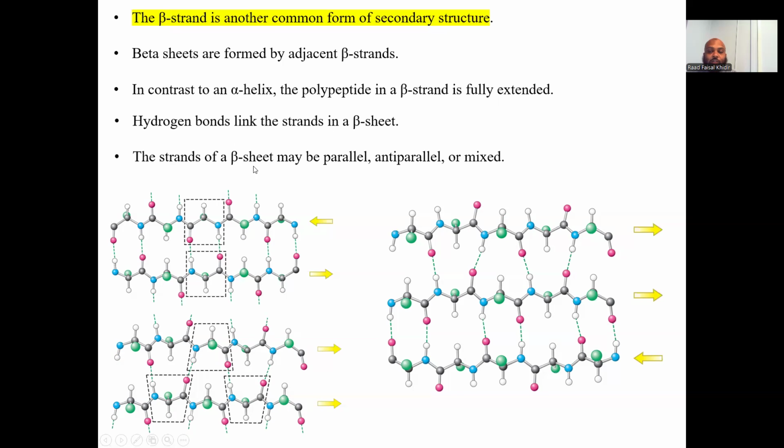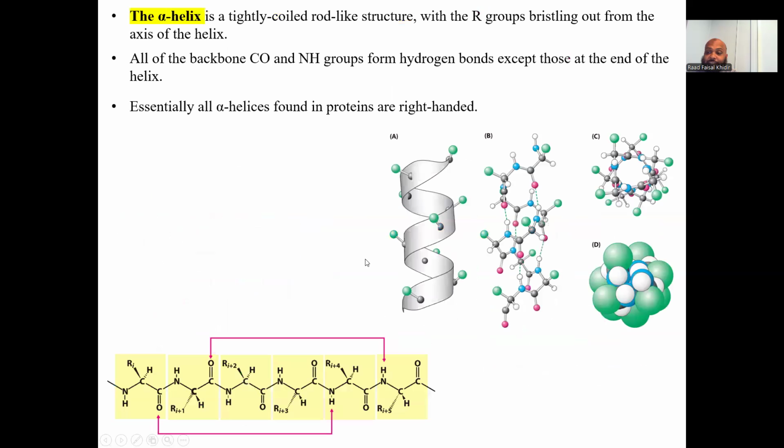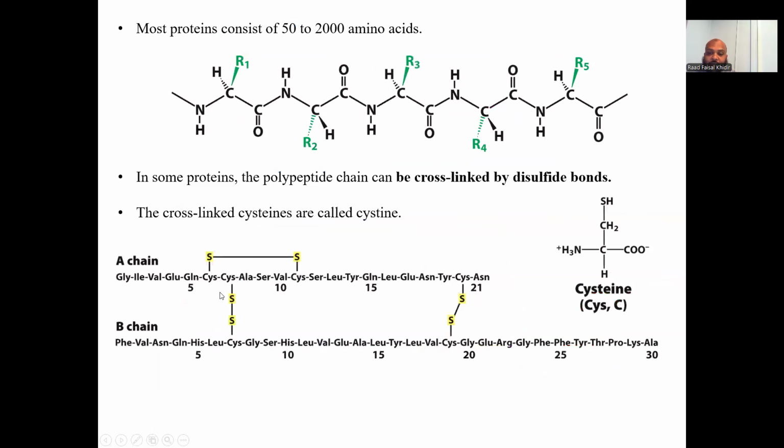So the strands of the beta sheet may be parallel or anti-parallel. So what is the binding between? It's between the oxygen and the hydrogens that are adjacent. Just like the disulfide bridge, but the disulfide bridge is always between two cysteines. Remember that? But in the beta pleated sheet, it's not between the cysteines.